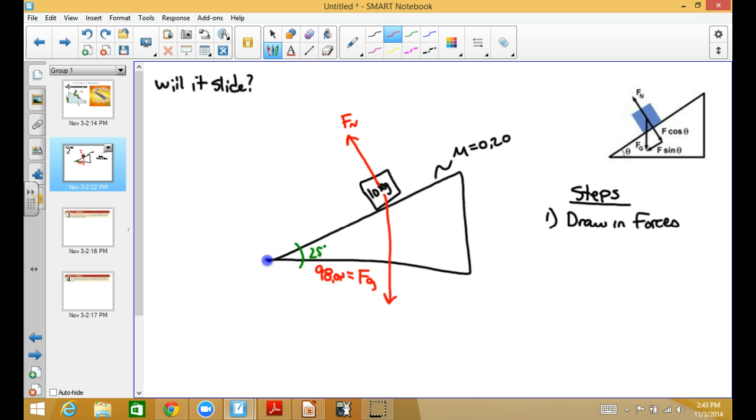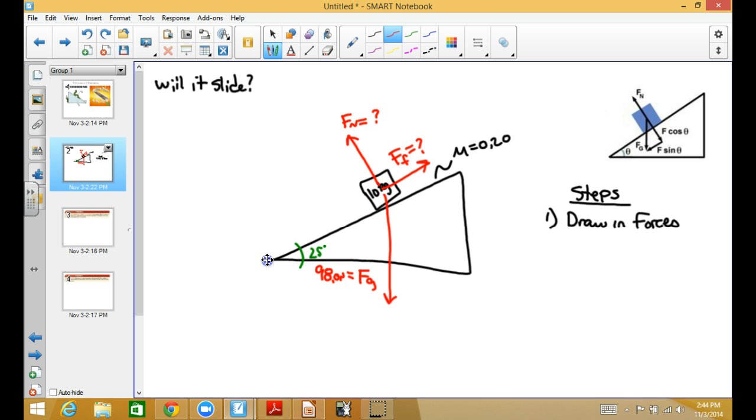Common mistake number two. Well, I guess this is the first mistake a lot of people make. They think that the normal force equals gravity. Not in this case. The normal force is not equal to gravity. So we don't know what it is right now. And then we also have friction. Again, we don't know what this is either.